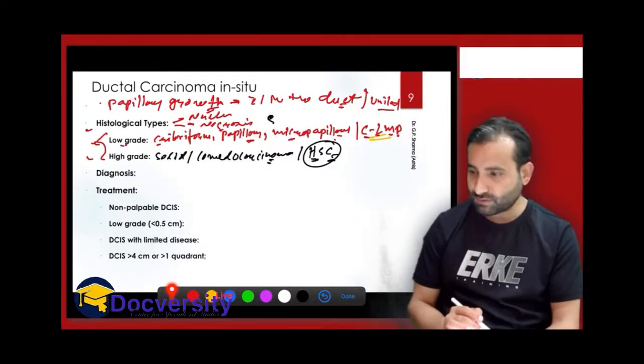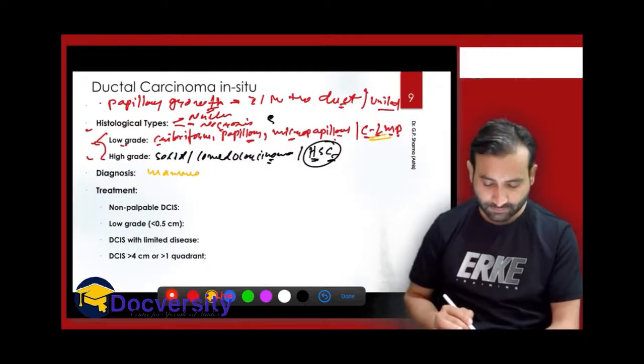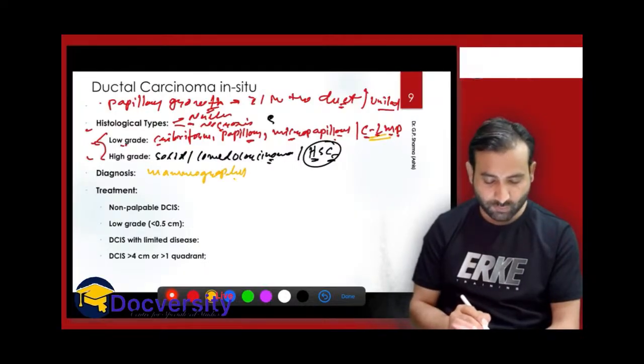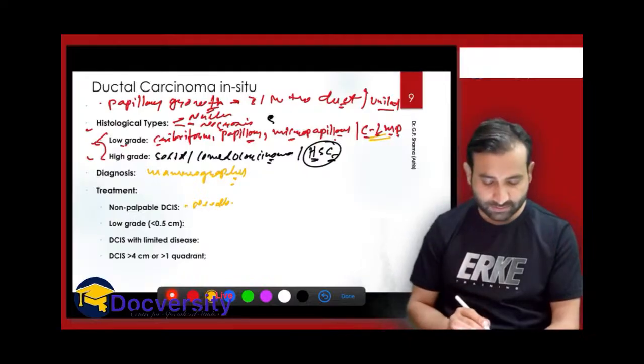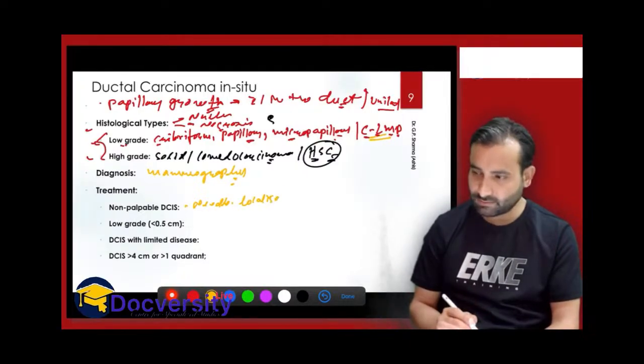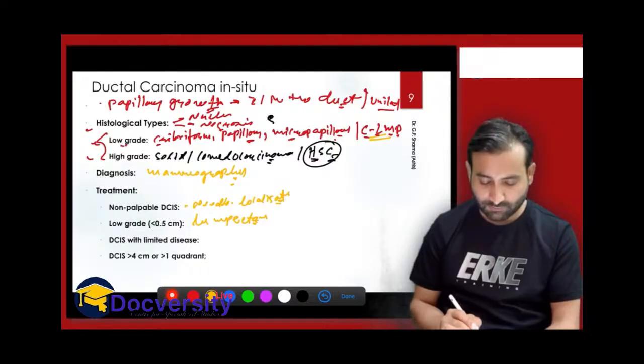Okay, let's go for the diagnosis. Mammography we do, and we see the calcifications. And what's the treatment? For the treatment, if it is non-palpable DCIS, then we do needle localization first. If it is low grade and less than 0.5 centimeter, we go for the lumpectomy. What is this one? Lumpectomy, we cut the lump. And if it is DCIS with limited disease, then we go for the lumpectomy with radiotherapy.